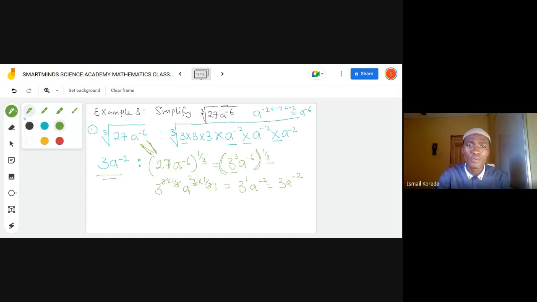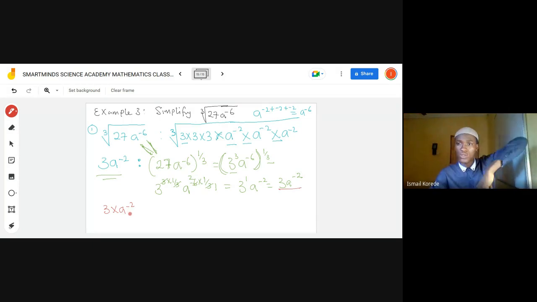But mind you, you can decide to leave the answer in this form, which is still correct. But also we can say 3 times a raised to power minus 2. Because this has a negative value, it's going to come down. It's going to take a parachute. It will come down because of this negative sign. So I'll be having 3 times 1 over a raised to power 2 to remove this negative sign. So 3 times 1 gives what? So I'll have 3 over a squared.